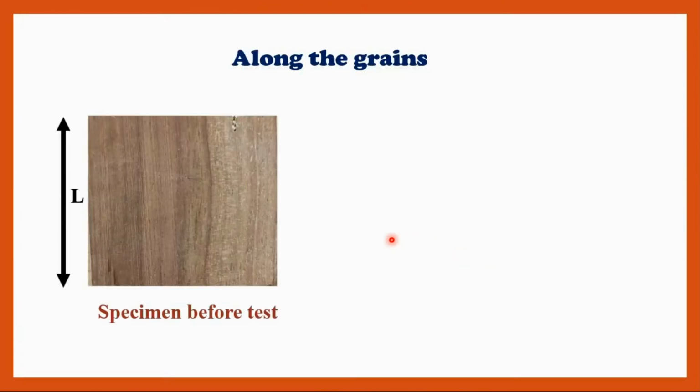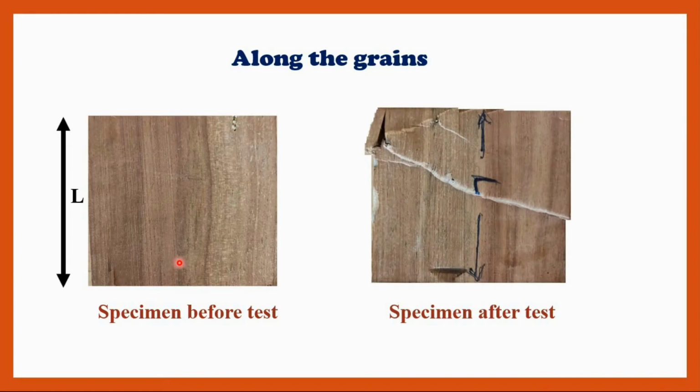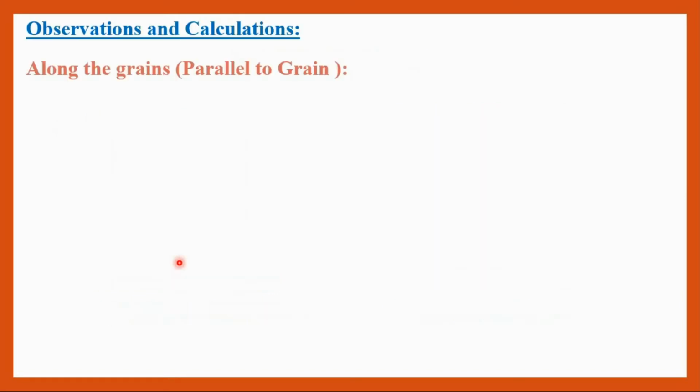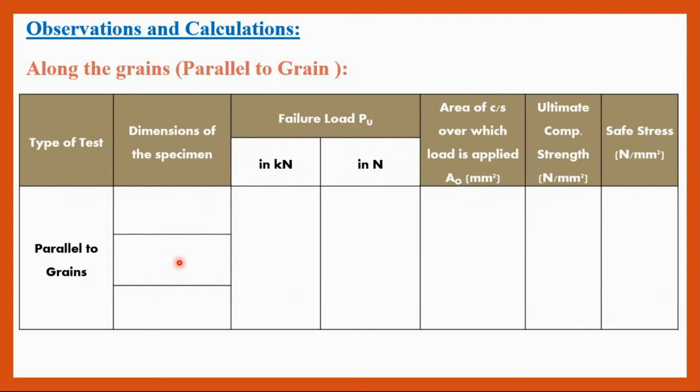Now along the grains, the specimen before the test will be like this, and after the test we got the specimen like this when it is subjected to the compressive load. Now I will move on to the observation and calculations along the grains. This is the tabulation I made.